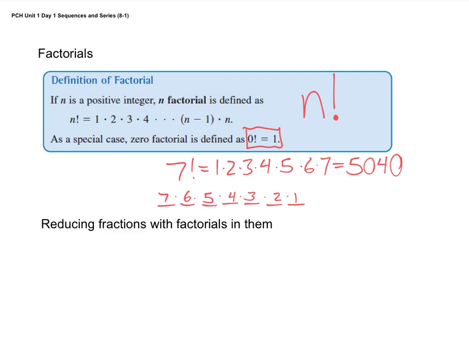Alright, one of the cool things that we can do with this, though, is reduce fractions. If I had asked you to find 18 factorial by hand, that would be really mean. But if we were doing, say, 18 factorial and we wanted to divide that by 16 factorial, there's actually a really easy way of doing that, okay?